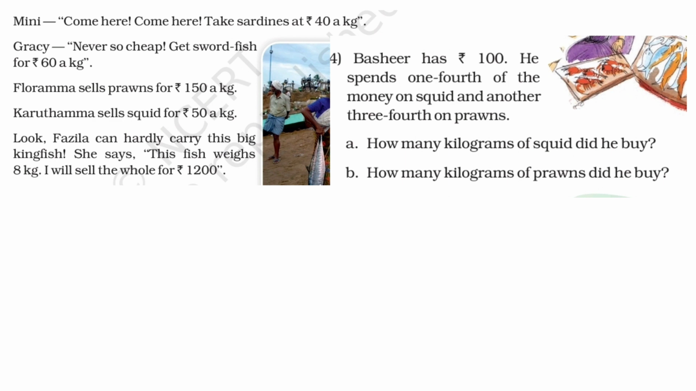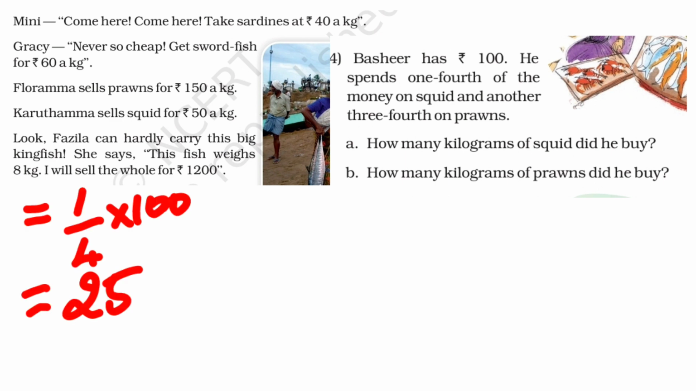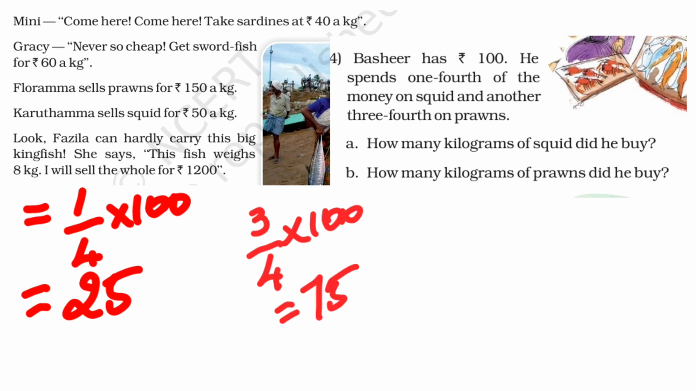So now we have the fourth question. Bashir had rupees 100. He spent 1/4 of the money on squid, and the other 3/4 on prawns. How many kg of squid did he buy and how many kgs of prawns did he buy? So let's first find 1/4 of 100. So 1/4 of 100 is 25 rupees and 3/4 of 100 is 75 rupees.